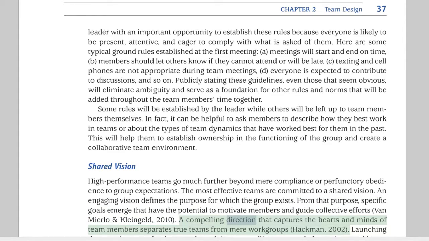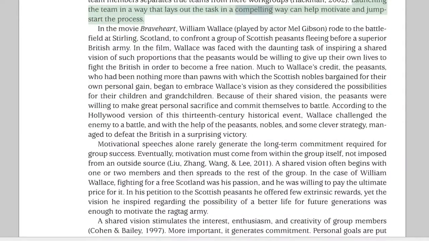A compelling direction that captures the hearts and minds of team members separates true teams from mere workgroups. Hackman, 2002. Launching the team in a way that lays out the task in a compelling way can help motivate and jumpstart the process. In the movie Braveheart, William Wallace, played by actor Mel Gibson, rode to the battlefield at Stirling, Scotland, to confront a group of Scottish peasants fleeing before a superior British army.